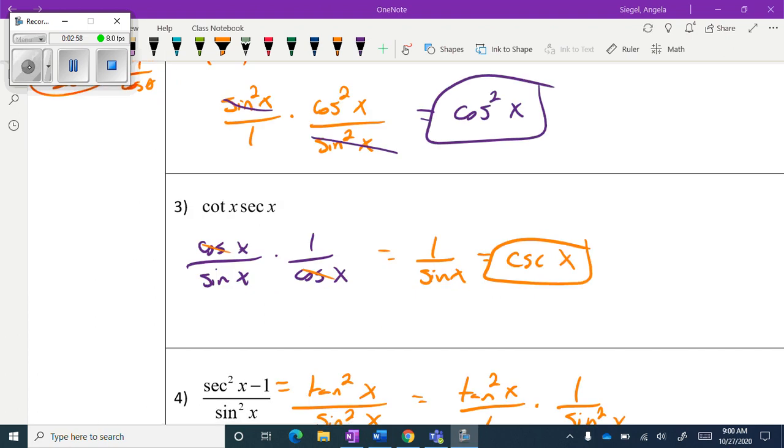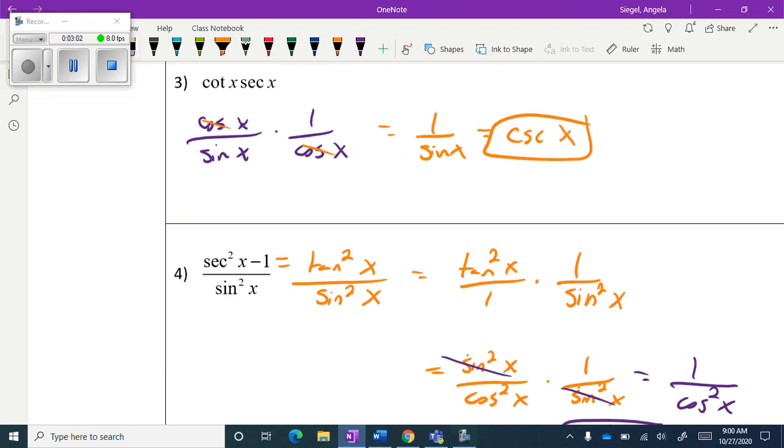Okay, 3 started off really basic. There's nothing weird about that. 4, there was one thing weird. So this was one of the 3 Pythagorean identities. That's one of the baby identities. And so that's where I got that tangent squared x. Okay, so when you have something over something that you need to turn into a sine and a cosine, what I do is think about, I split it up.